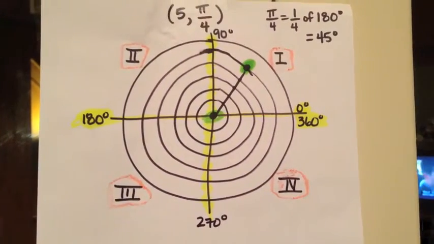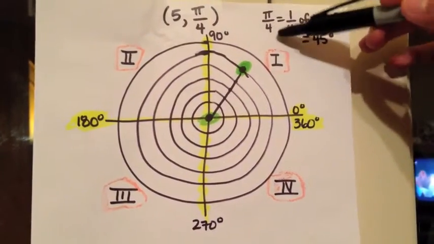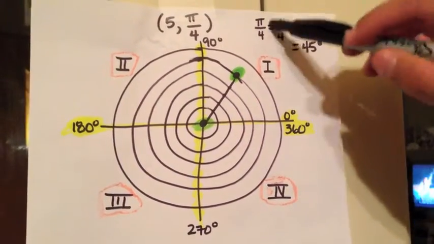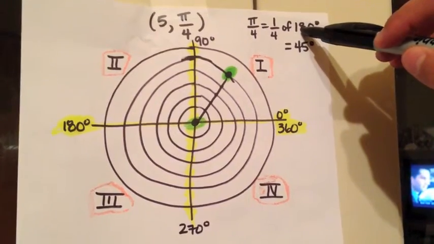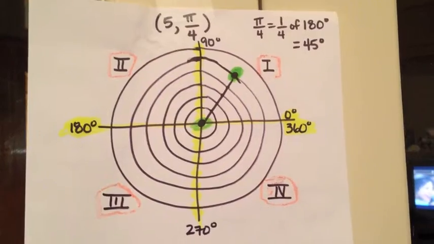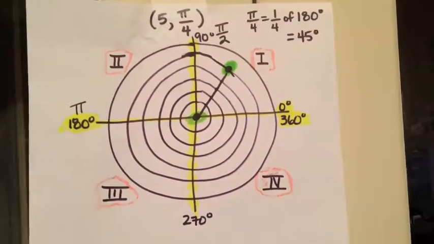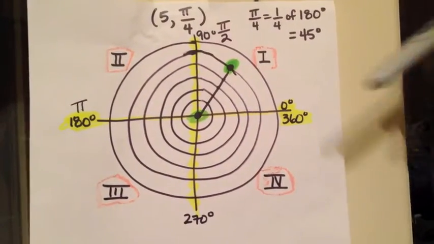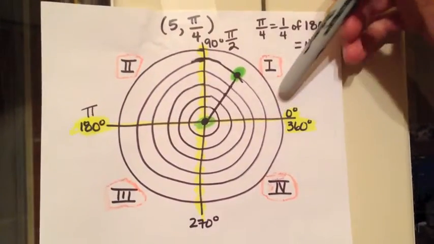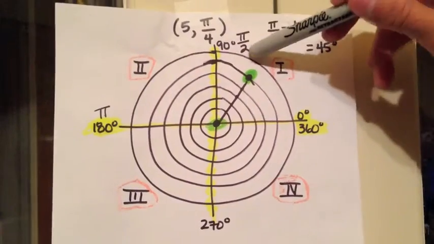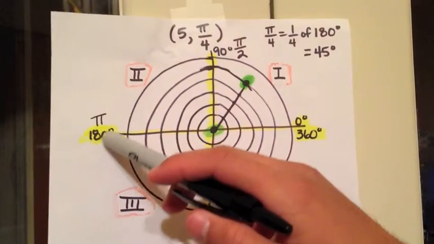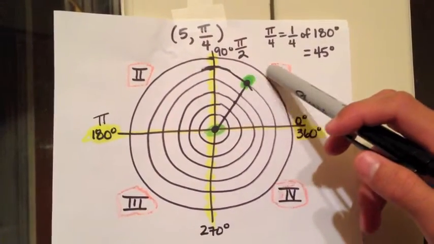Earlier on, we learned pi over 4 is equal to 1/4 of 180. That means that 1/4 of 180 degrees is equal to 45 degrees. From 0 to 90 degrees is half of 180, so this would be pi over 2. 0 degrees to 180 degrees would be pi.